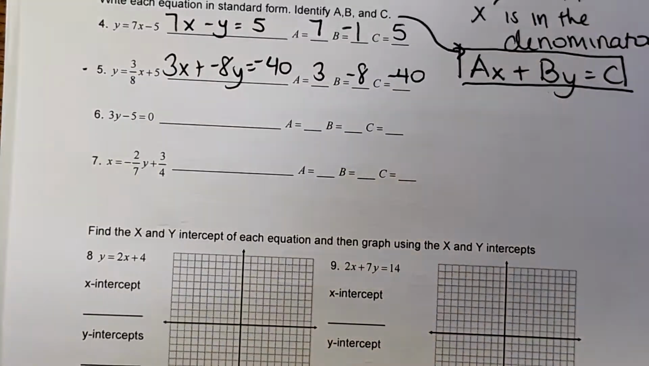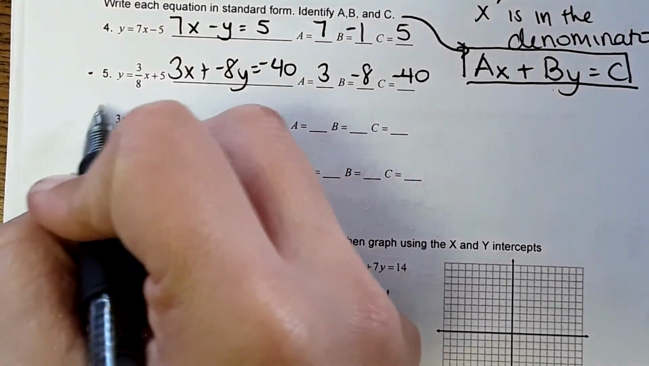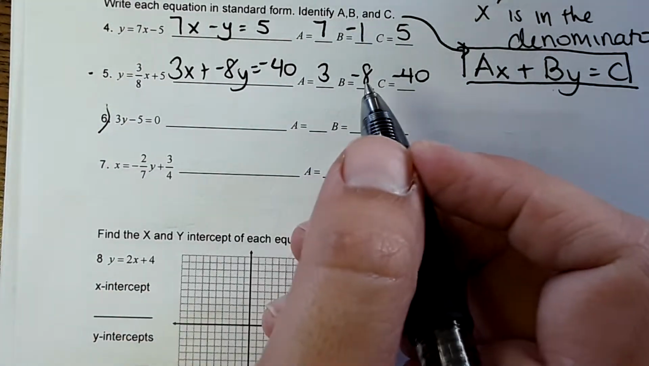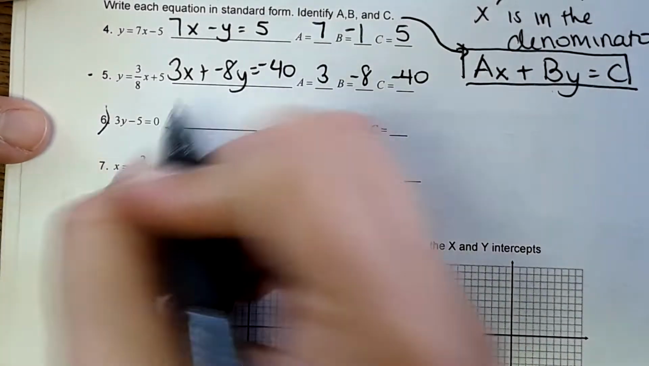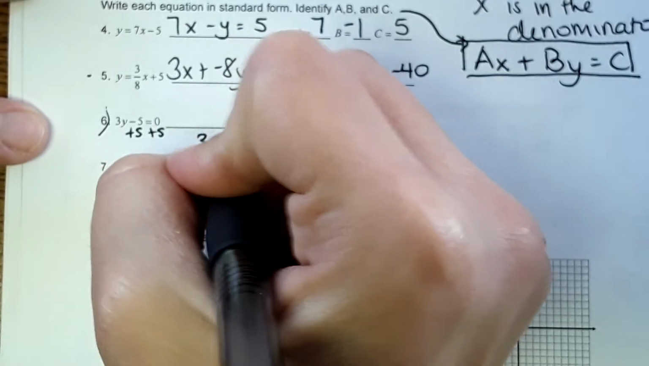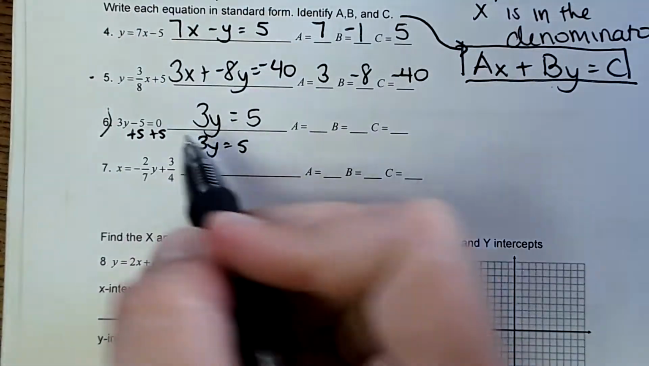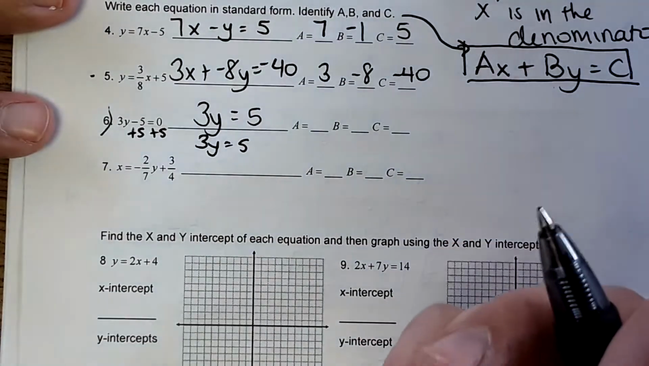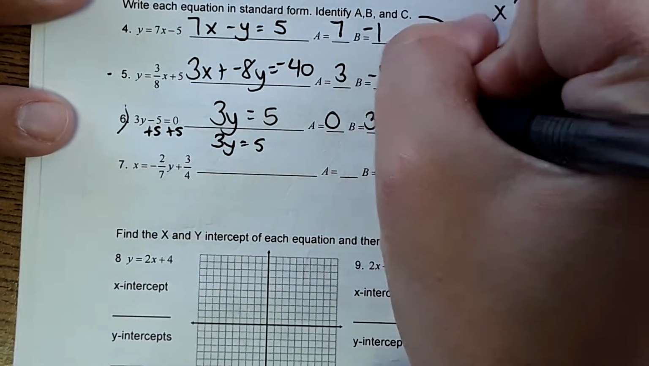Next one's actually easy. I don't even need the extra paper. This one doesn't have an x at all. That means it's 0 times x, or it has a slope of 0. I do need to get this constant over on the other side, so I'm going to add 5 to both sides, get 3y equals 5. And it would be 0 times x, which is just 0. So our a is 0, our b is 3, and our c is 5.